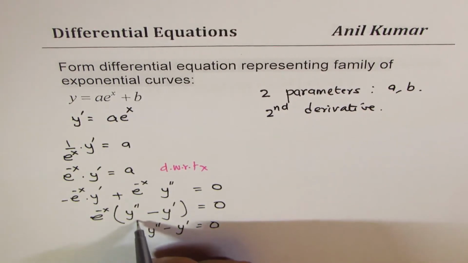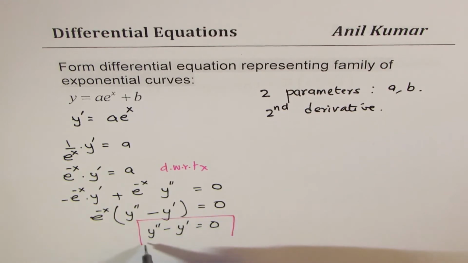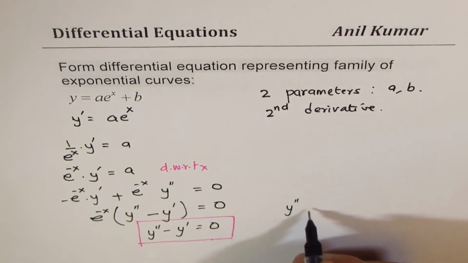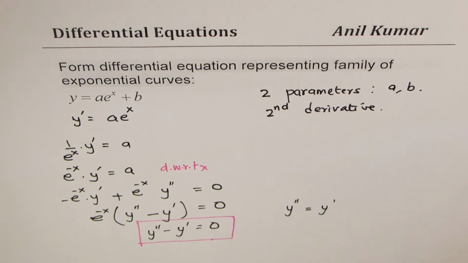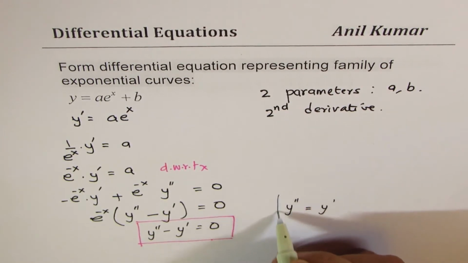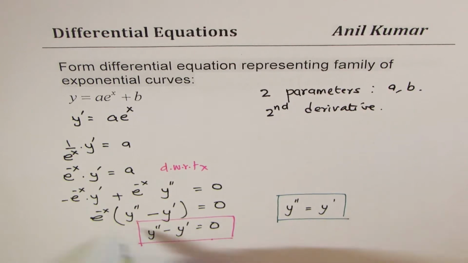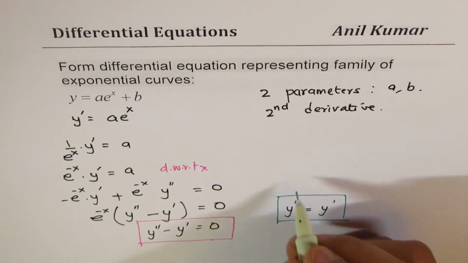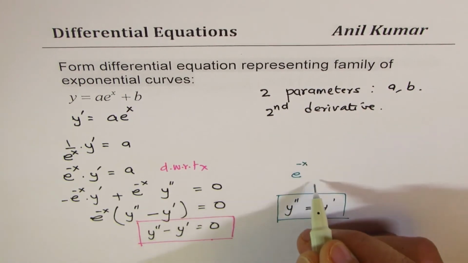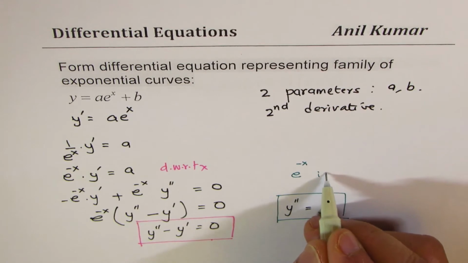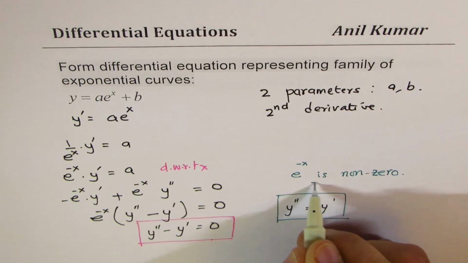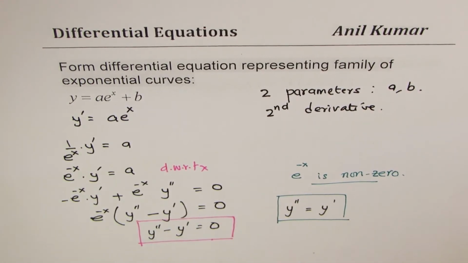So that becomes the differential equation, which is the solution of the given equation, right? So you could also write this as the second derivative equals the first derivative. Either way, both are good enough forms. Is it okay? You could always divide by e to the power of minus x since it is non-zero, right? Why could we divide it? It's important to understand that e to the power of minus x is non-zero. And therefore you could divide it, and get this particular equation.